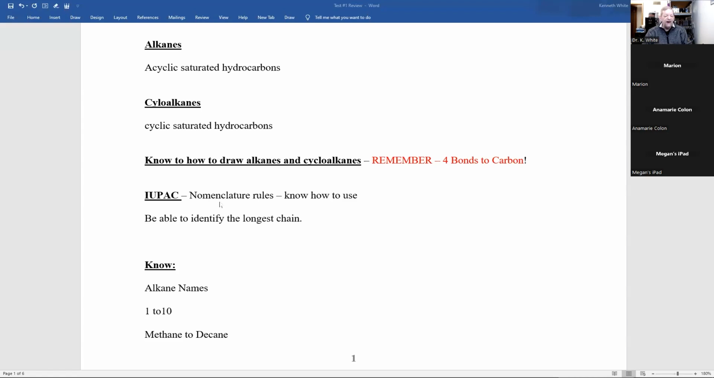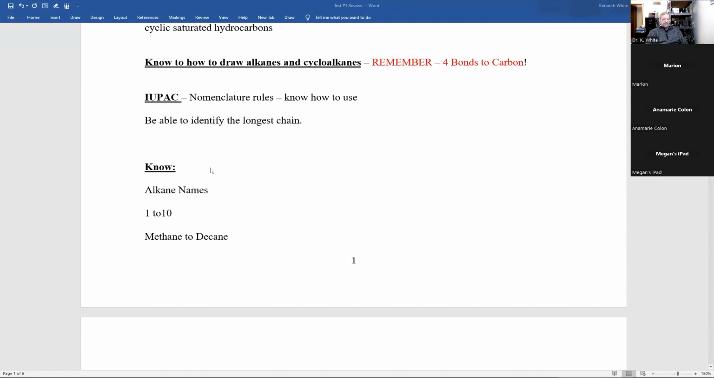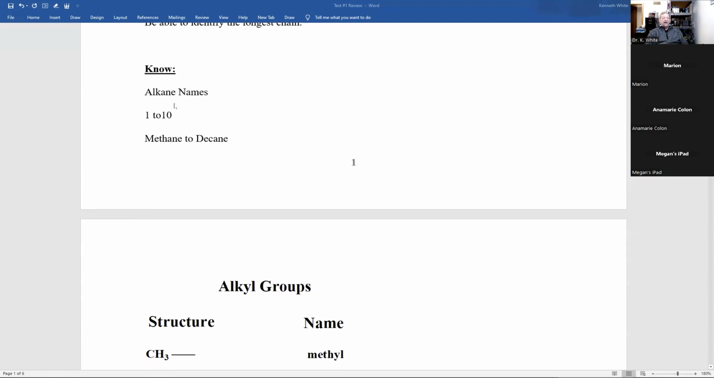Now, I taught you how to draw alkanes and cycloalkanes. And then I talked about IUPAC, which I'll never ask, but I did mention it's the International Union of Pure and Applied Chemistry. And that's the organization that came up with the nomenclature, meaning naming rules, and you should know how to use it. The first thing is how to find the longest chain, and then the alkane names for the longest chain from 1 to 10. It goes a lot higher, but in real life, 1 to 10 will do you good.